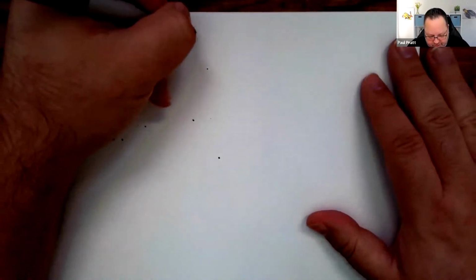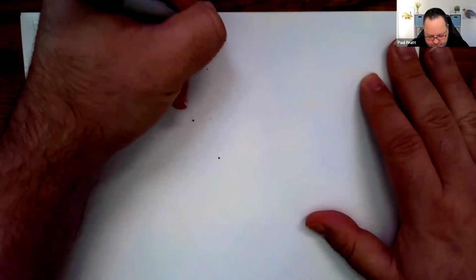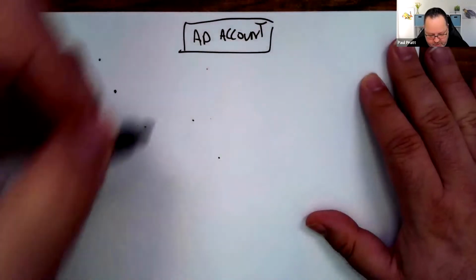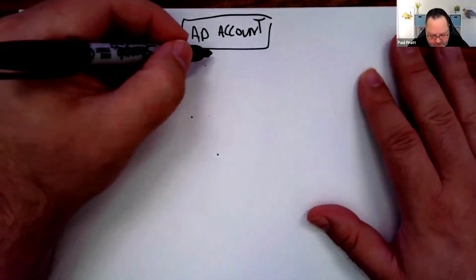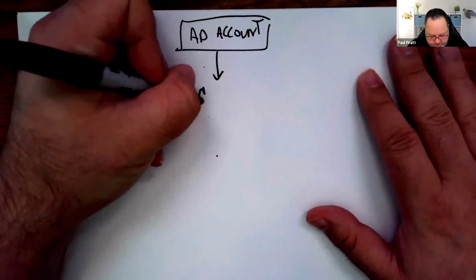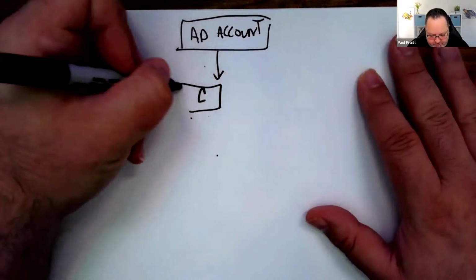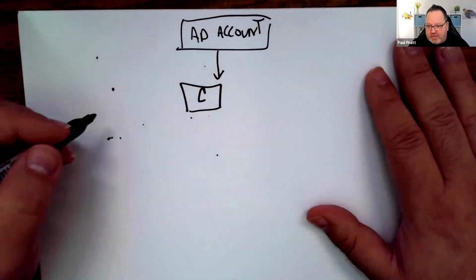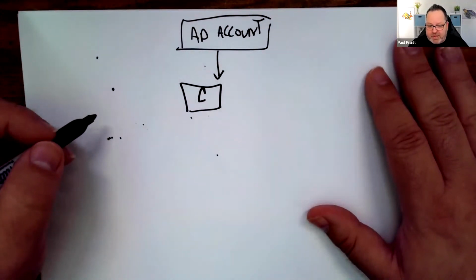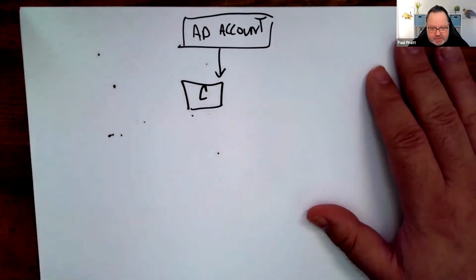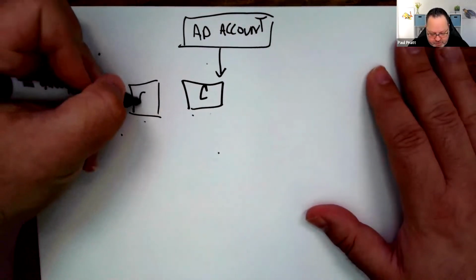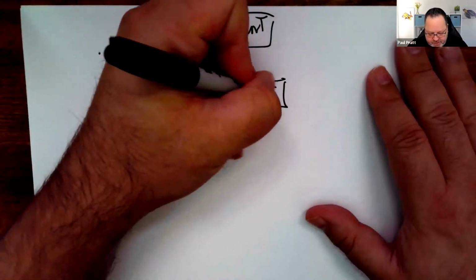So you have your ad account. Okay. And inside your ad account, you're going to create a campaign. Okay. With that campaign, though, you could have many campaigns. I could even be actively running a whole bunch of different types of campaigns. It doesn't necessarily just have to be one. So I'm just going to put three little C's right here.